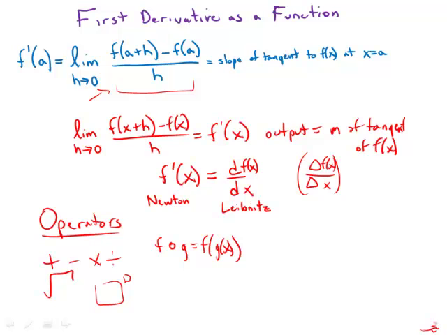And in this video, what we've learned is that the derivative itself acts as an operator. This is an operator whose input is one function and whose output is another function. And so, just as the first derivative is a function, we can think of the first derivative operator as something that sends one function to another function.